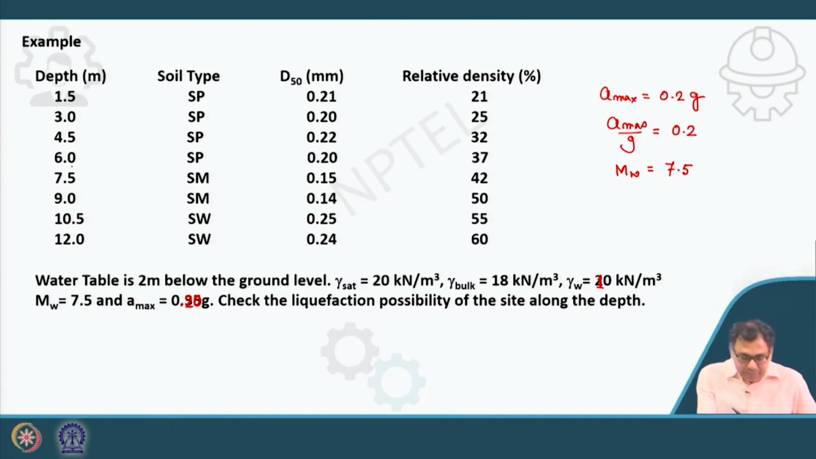Now, we have to check every depth whether liquefaction will occur or not, but I will show you only two depths. I will check it for 4.5 meter and for 9 meter. Only two, and in a similar way you can check other depths, and then you will find up to which depth, or up to which zone, the liquefaction will occur. Clear?